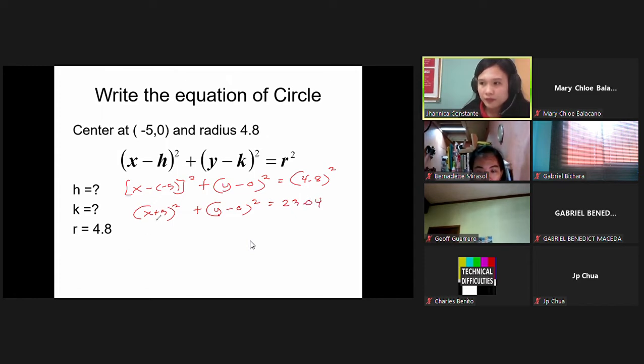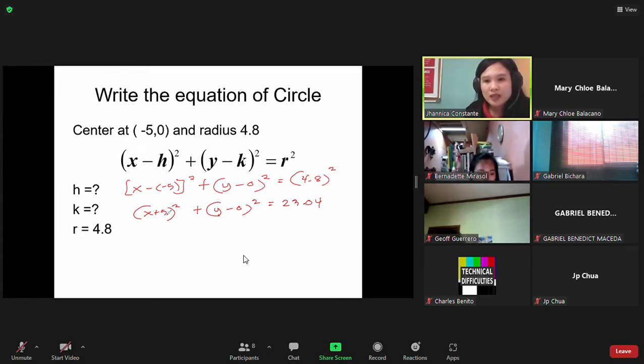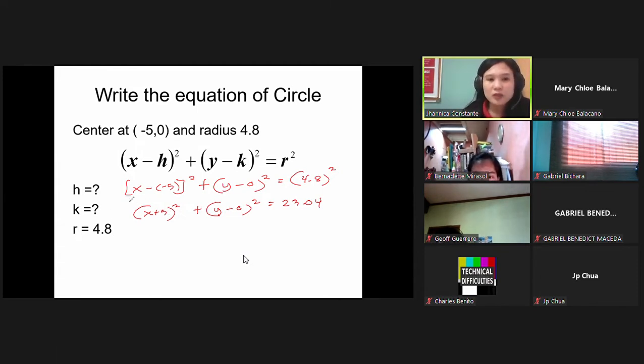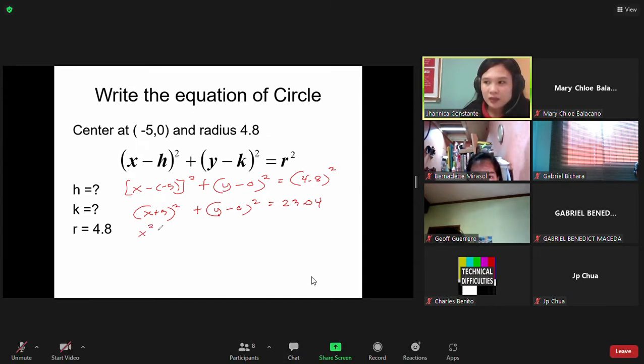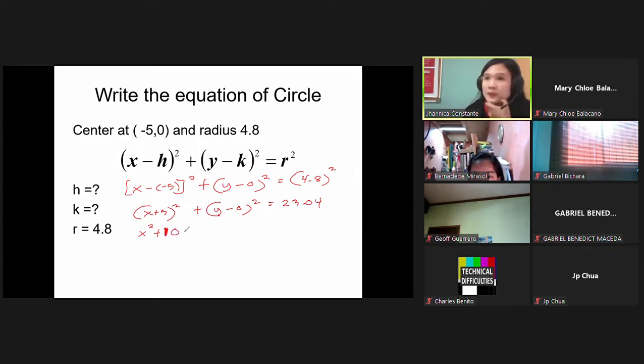x plus 5 squared means you're going to multiply x plus 5 by itself. So x plus 5 times x plus 5, using your FOIL method or the distributive property, you will have x squared plus 10x plus 25.